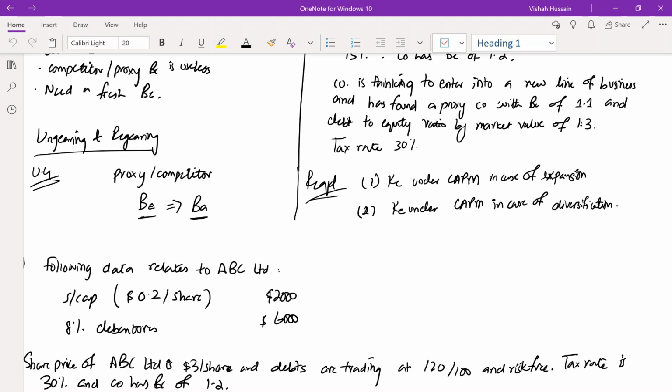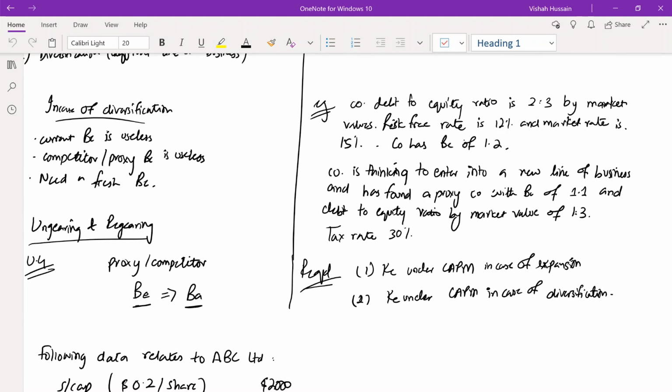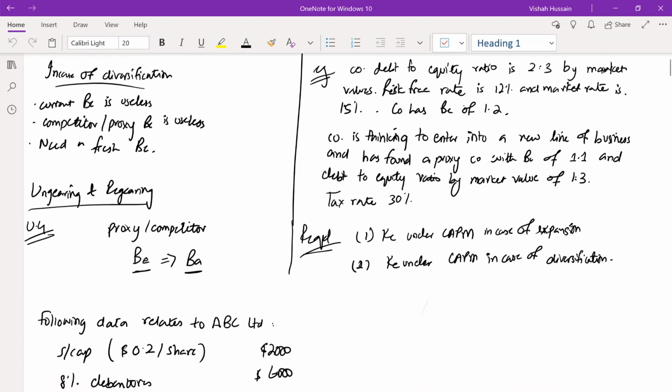But in case of expansion, you always use the company's beta equity only. But the other requirement says KE under CAPM in case of diversification.